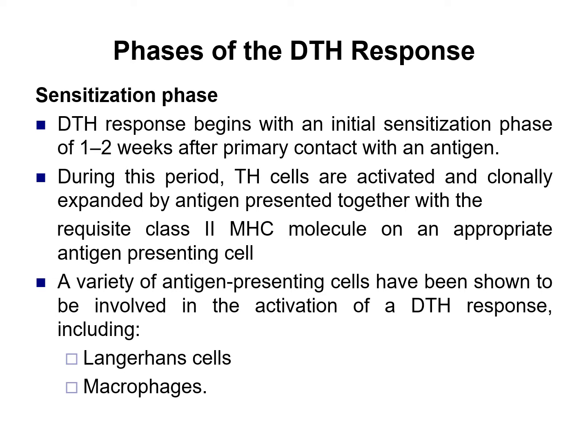The first phase is called sensitization phase. So this is the time when the antigen and the host get into contact. So this takes about 1 to 2 weeks, and during this period, the T helper cells are activated and clonally expanded. So there is multiplication of the T helper cells and production of antigens, which is presented with the class 2 MHC molecule and the appropriate antigen presenting cells. So as we mentioned, this is the macrophages. Right, so some examples of this would be the Langerhans cells if it's the skin, and maybe other macrophages.